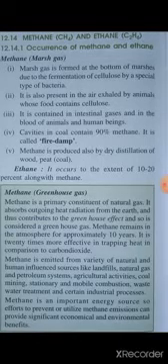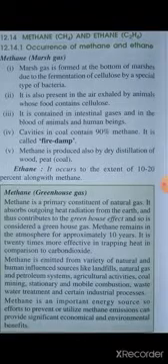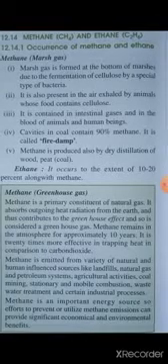Then ethane. It occurs to the extent of 10 to 20% along with methane. That means in methane only, wherever you think that methane gas is there, 10 to 20% ethane is also present. Methane is the primary constituent of natural gas.